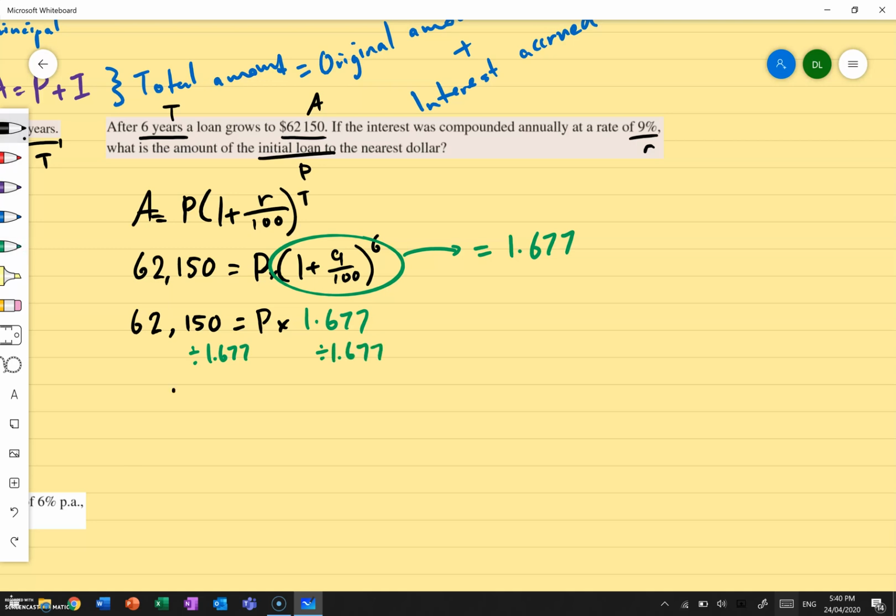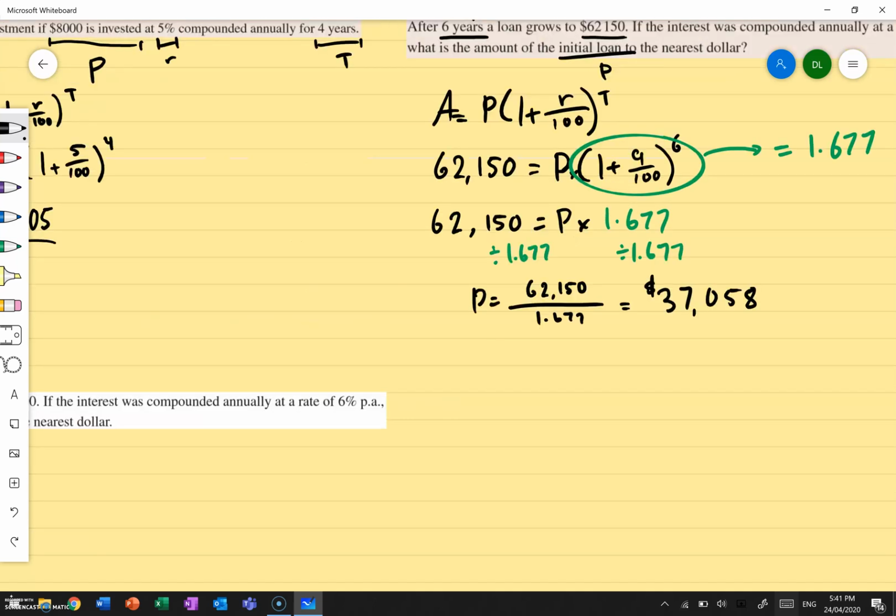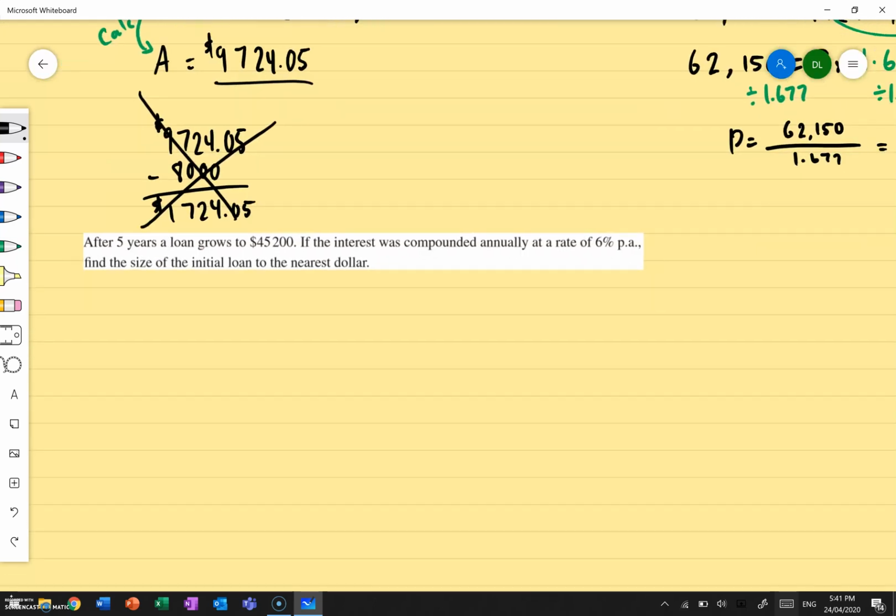I can divide both sides by 1.677. And from there, I get P equals 62,150 divided by 1.677, which gives me an answer of $37,058. And that's how I find my initial loan. To the nearest dollar. Yep, it's to the nearest dollar. Awesome. Let's do this question here.